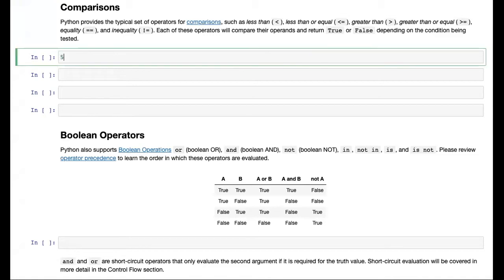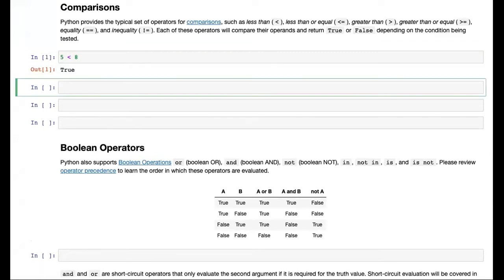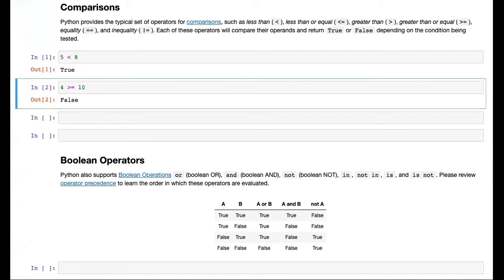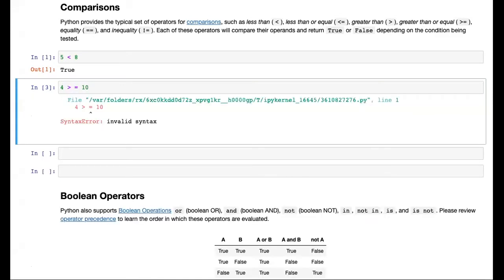For example, 5 less than 8 returns true since the integer 5 is indeed less than 8. 4 greater or equal to 10 will return false. But notice that since Python, like most languages, uses two characters for this operator, the greater than or right arrow bracket character, immediately followed by the equal sign character, there must not be any space between these two characters. If you attempt to add a space between them, the interpreter will actually raise an exception. That means it's going to give us back an error. Now, of course, if we remove the space and run the block again, we get false as we would expect.